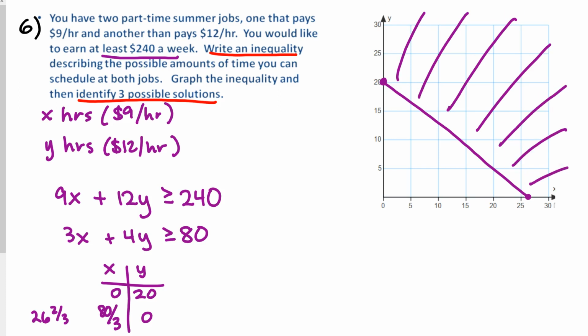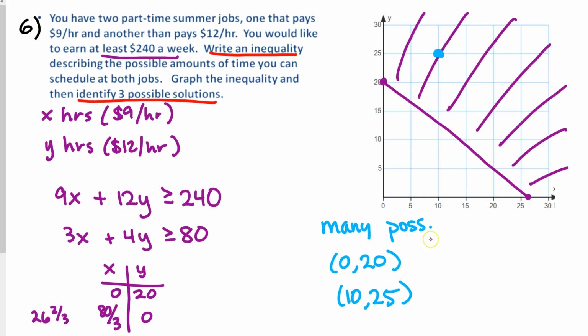Okay, now for the 3 possible solutions. You have infinitely many options. You can choose a point that lies on the line, or you can choose a point that lies in the shaded region. So many possible answers. I would say an easy one is just 0, 20, 0 hours at one job, 20 hours at the other job. And then maybe you just pick something that's nice and easy to find out here in the shaded region, like 10, 25.